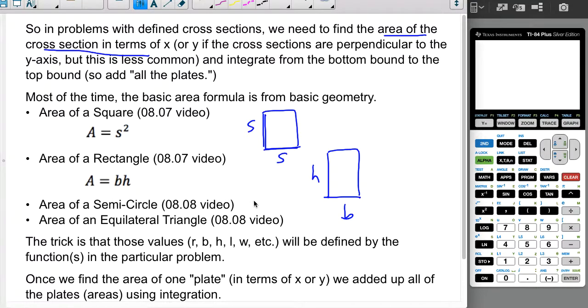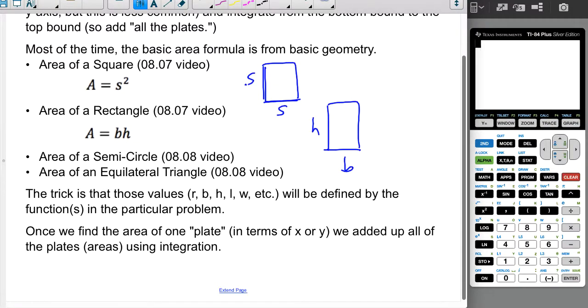The trick here is that these values, s and b and h and r and whatever else we're using, are going to be defined by the functions in the problem. They'll be defined in terms of x. Once we find the area of that one plate in terms of either x or y, depending on which direction we're doing this, we just add up all the areas by integration, and that's the plan.